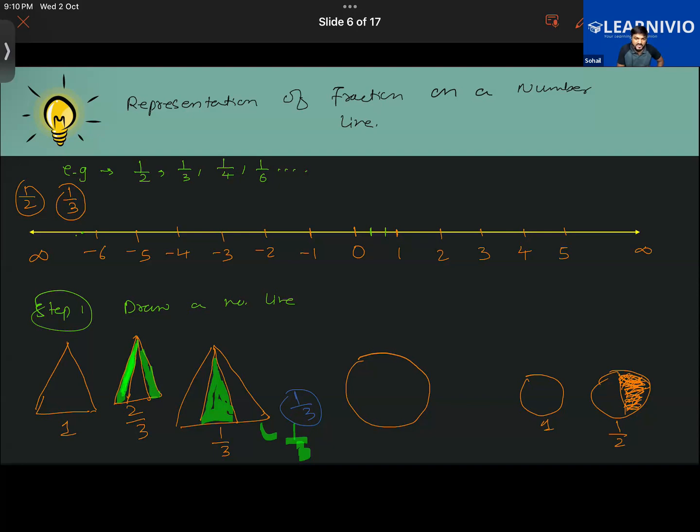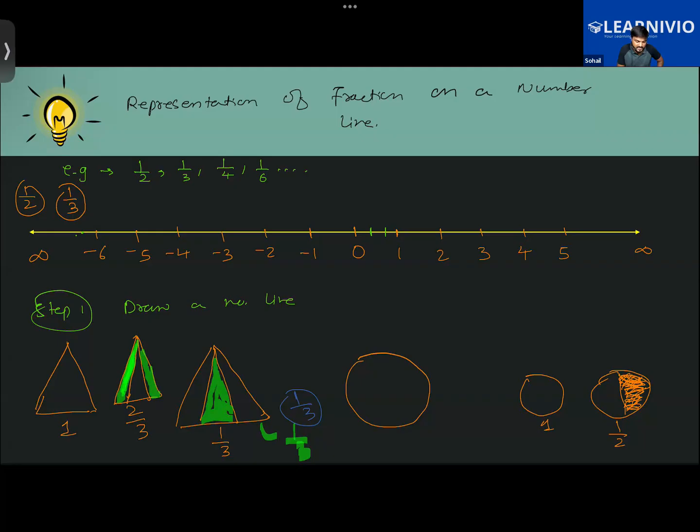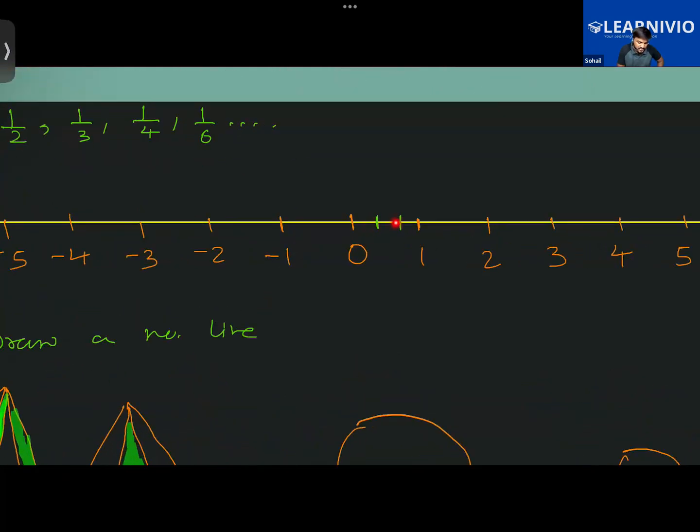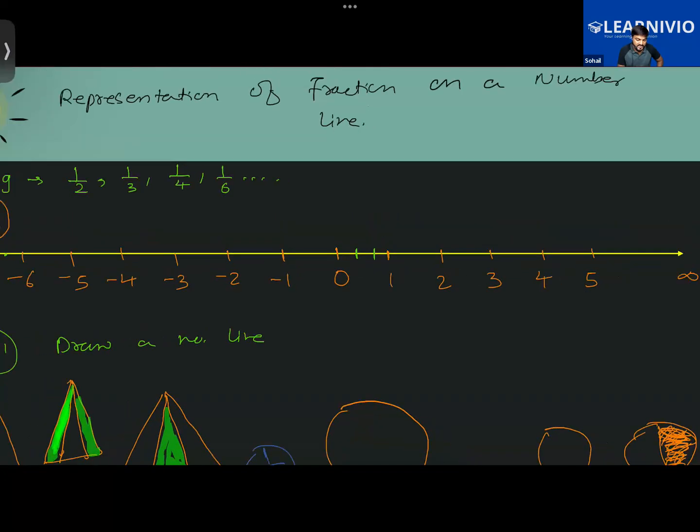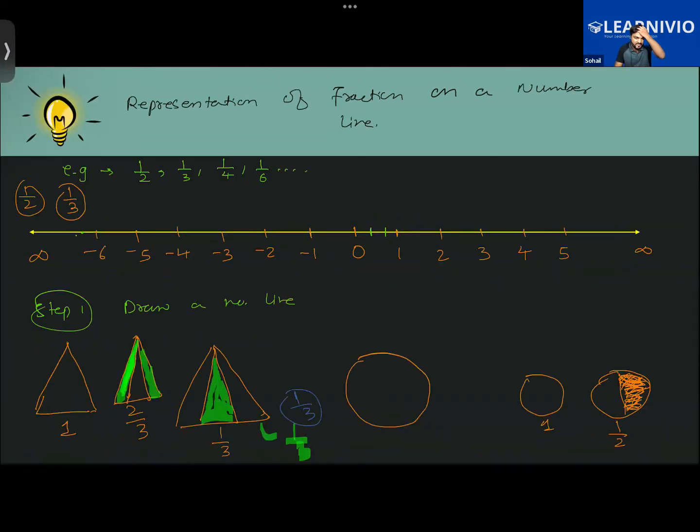Now into how many parts has it been divided? Count the parts here. 1, 2, and 3. You don't have to look at the markings, look at the parts into which it has to be divided. As per the question, it has to be divided into 3 parts. That's why we have to do 2 markings here. Got this now? So for 1 upon 3, we divided it into 3 equal parts.